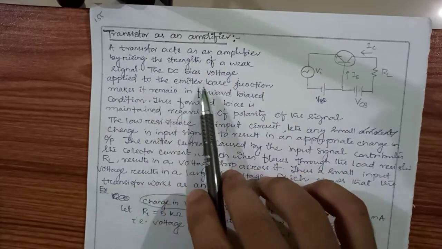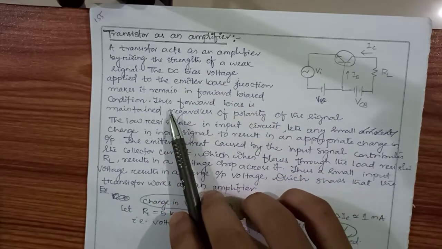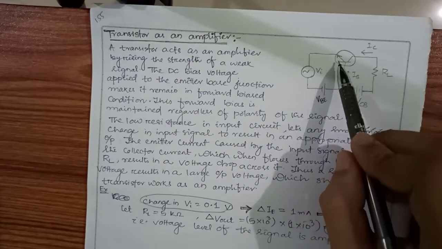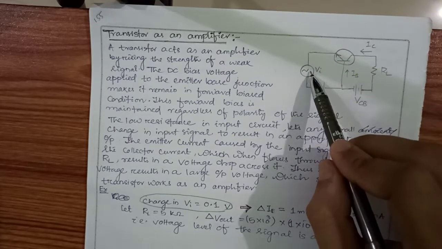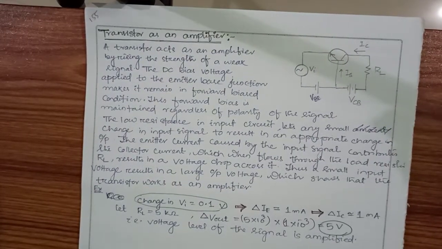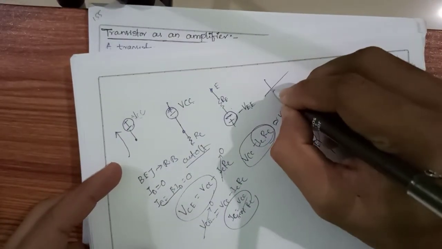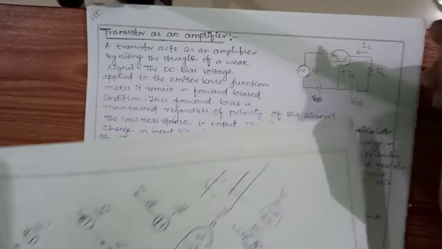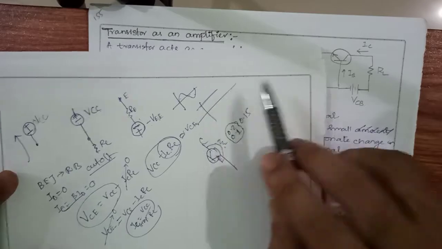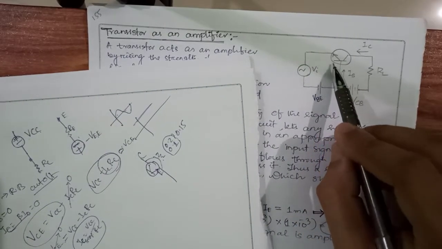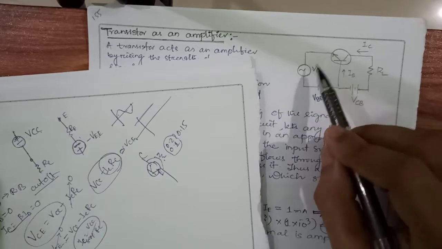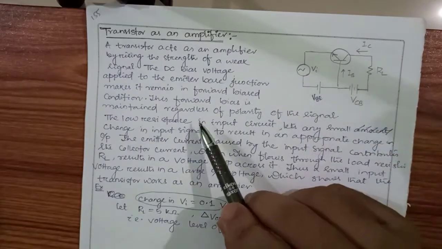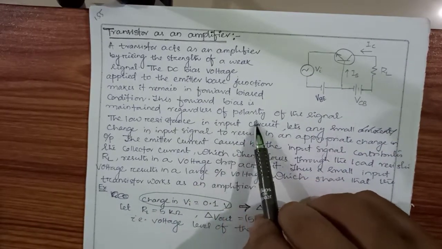The DC bias voltage applied across the emitter base junction keeps it in forward bias condition. This forward bias is maintained regardless of the polarity of the signal. Meaning this is the forward bias condition, N side negative, P side positive. As this is an AC signal, we know an AC signal has two halves, a positive half and a negative half, while the DC signal is a constant voltage source. So as this is a constant voltage source, the base emitter junction will always be in forward bias regardless of the input changes. If it is the positive half or negative half, it will not alter the condition. That's written: the forward bias is maintained regardless of the polarity of the signal.